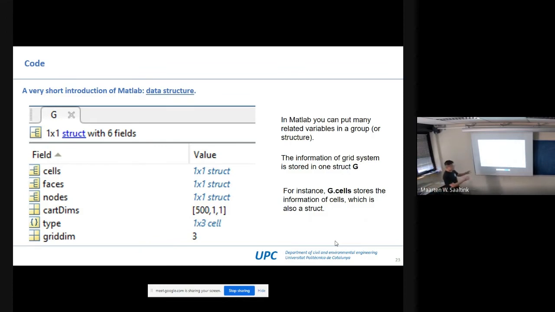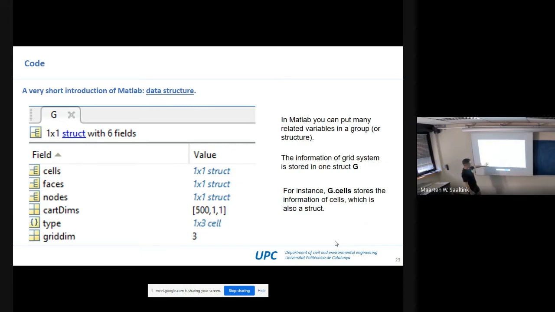A short introduction to MATLAB. Suppose nobody knows MATLAB, so I will start from zero. In MATLAB, you can put many related things in one structure. For instance, here G is the grid system. The grid system has many branches like cells, phases, the grid dimension, partition dimension maybe, and nodes.